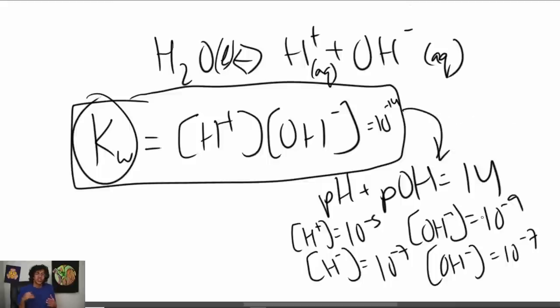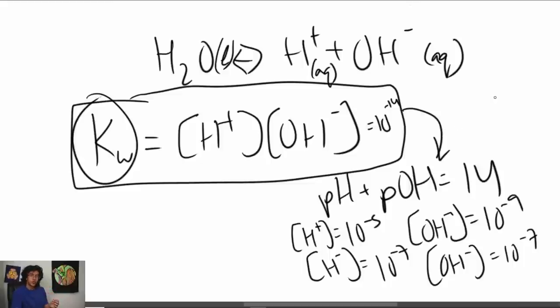Essentially they calculated this equilibrium at a bunch of different H plus and OH minus concentrations, and they found that it was 10 to the negative 14, which is why you have pH plus pOH is equal to 14. Now, why is this relevant? The reason it's relevant is because this is only true at 25 degrees Celsius, right?